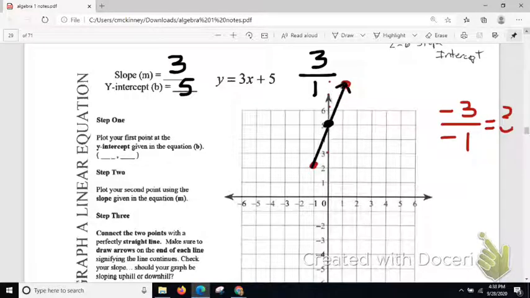So connect, extend, draw some arrows on the end. It's actually a little easier to do with a ruler, which I knew that part's way off. Sorry, that really bothers me. If I really wanted to make a better one, I could go down 3 over 1 again, down 3 over 1, down 3 over 1. So now my line's pretty close.